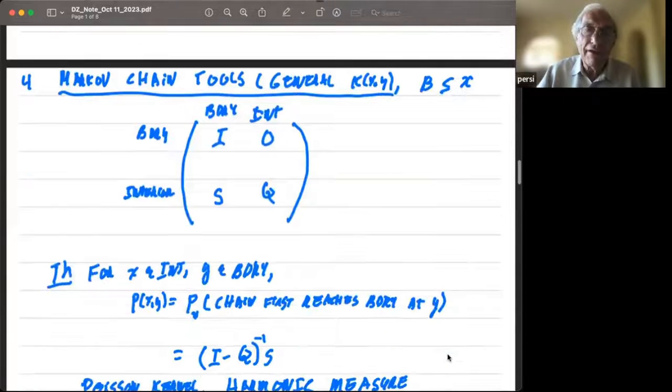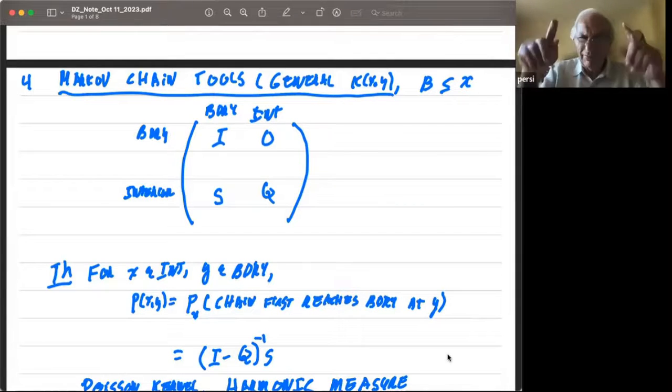So here's a little math. Here are some tools. Let me go back to the general setup. I have a finite state space X, and then I have a subset B, and I start at a point X naught, and then I bop around until I exit the space. And what you can do is rearrange the transition matrix. So this is the matrix K of X, Y, and I've rearranged it so that all of the points outside the set, I'll call them the boundary, are together, and then the interior are together.